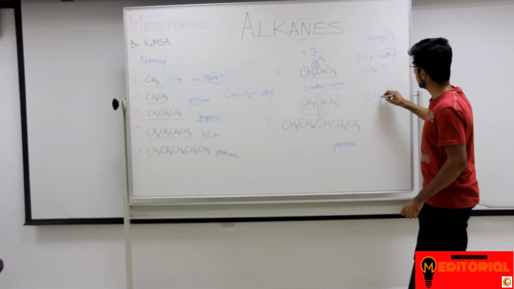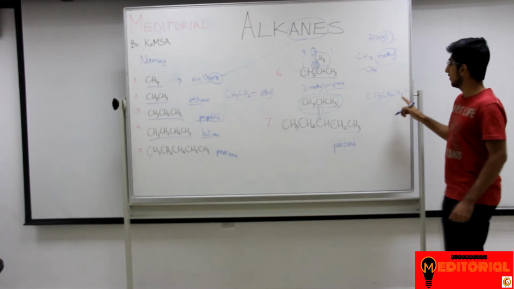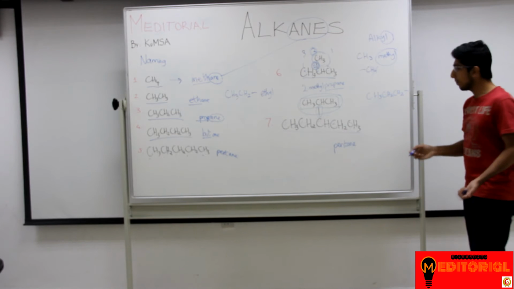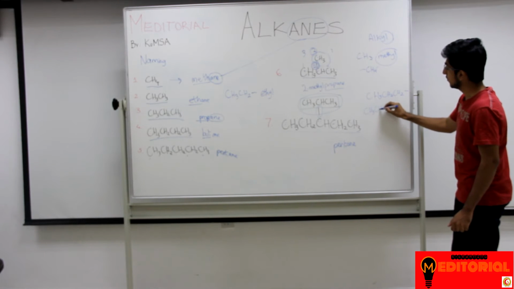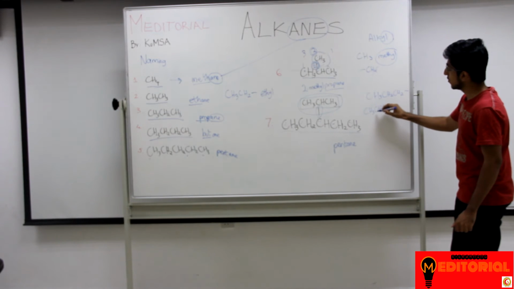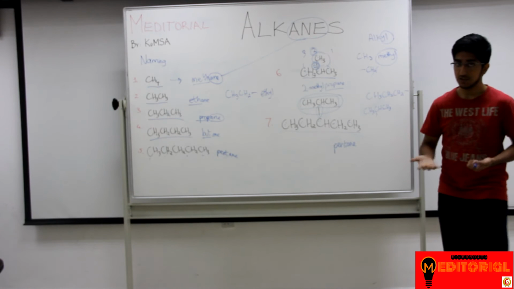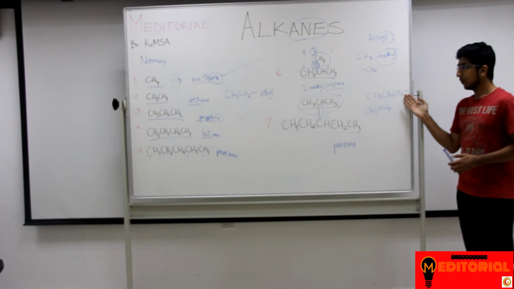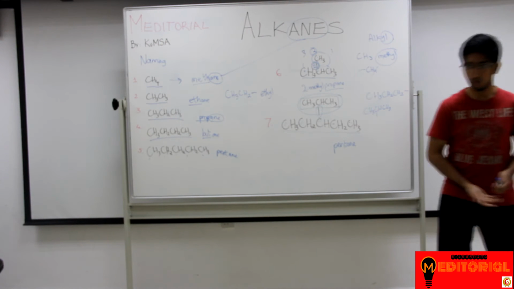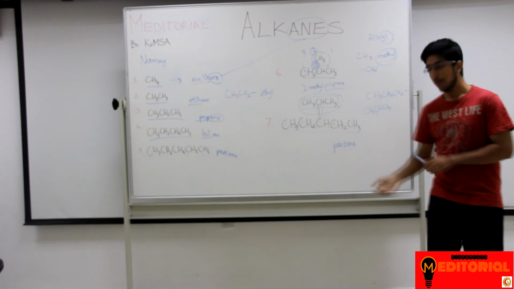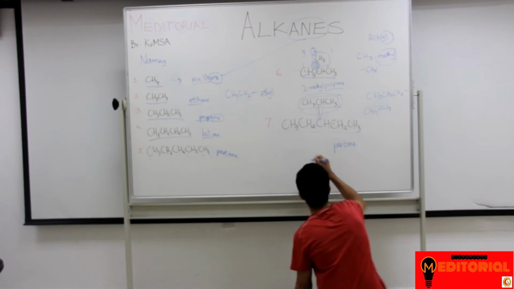If I have CH3, CH2, CH2, and then I have a free bond, this will be propyl. And then if I had CH3, CH, CH3, and the bond is in the middle, this is also a propyl. However, they are isomers of each other. So the original one, I'll call that propyl, and the other one, I'll call that isopropyl, because it's an isomer of the normal propyl. So this is an isopropyl. So I'm going to write that down.